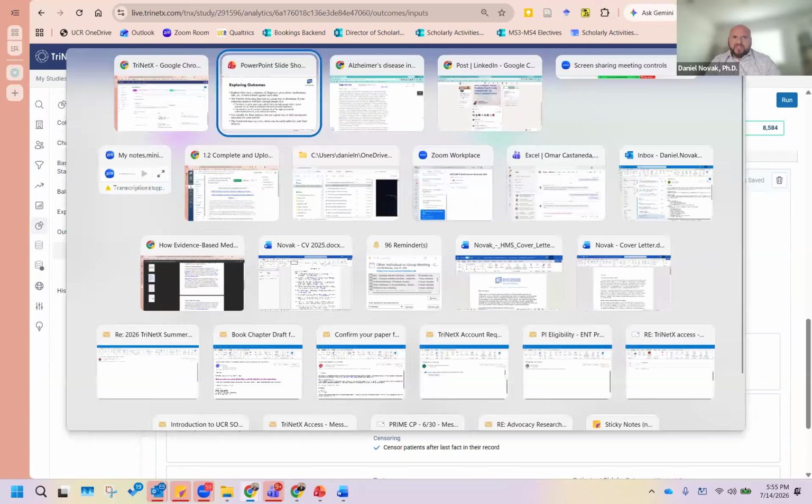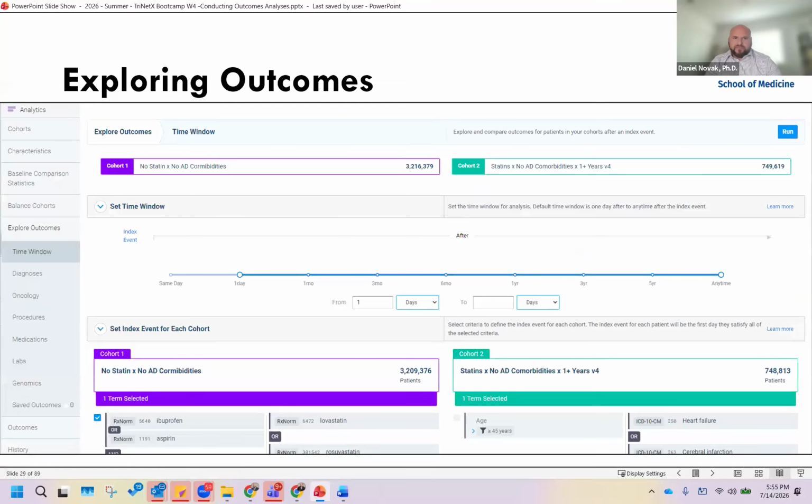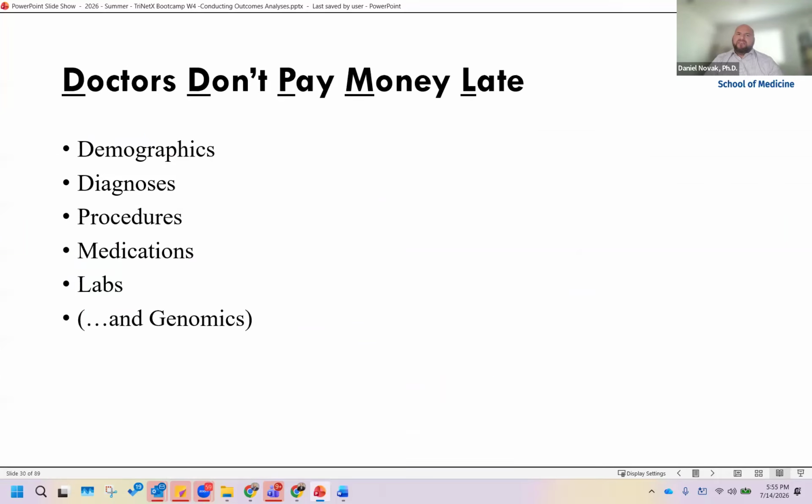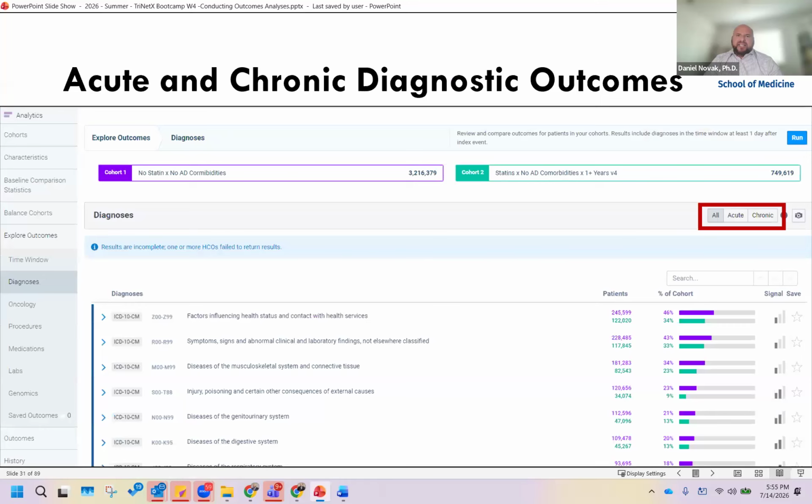Yeah, so this is looking to the future. This is Marty McFly getting in his DeLorean and going to the year 2015 and confronting Biff Tannen and all that stuff. But this happens starting from the day that people enter your study into the future of their health record, as far out as it goes. Again, remember, doctors don't pay money late. That's going to be the framework here. And you're going to see these.